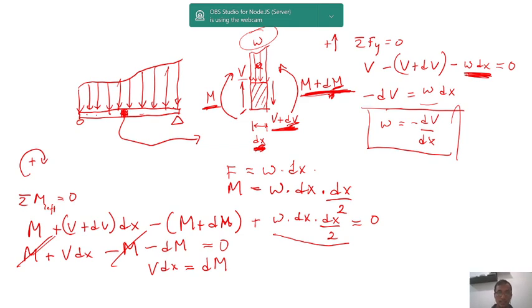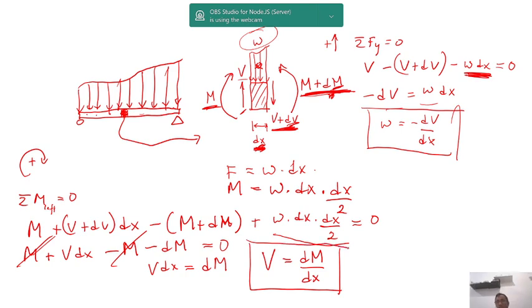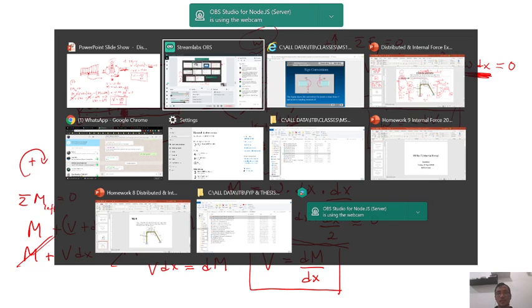Okay? That's why we can write it down that phi will be equal to dm per dx. This is another equation that you should know. Okay, until this point, anyone want to ask question?